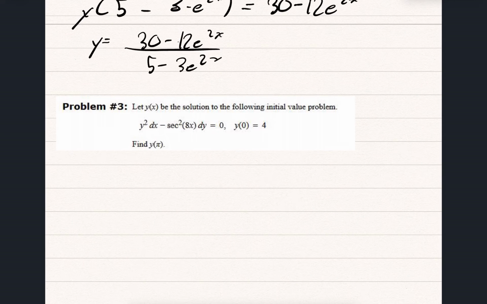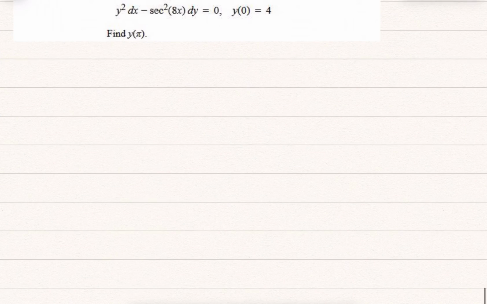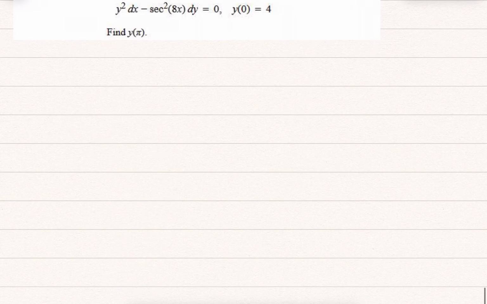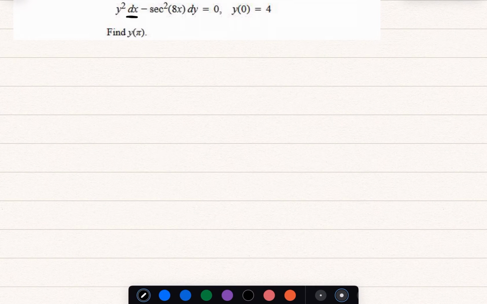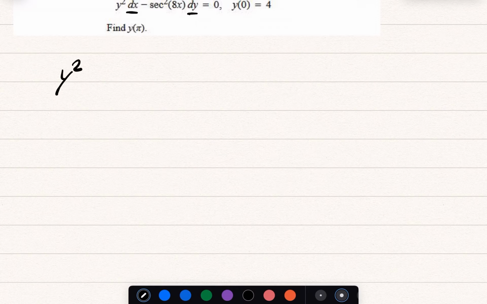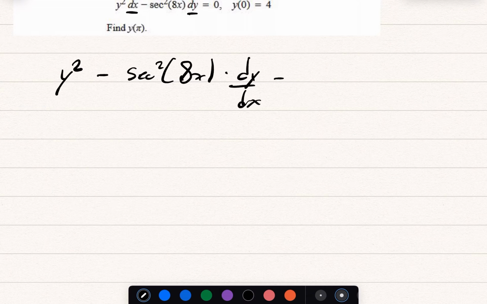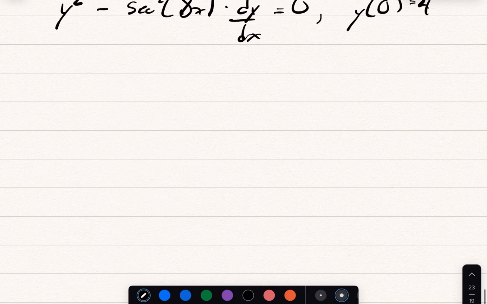Okay. So let's do it. We got dx right here. It's separated. We got to put that together. So we're going to divide by dx. So y squared minus secant squared 8x times dy over dx. And that 0 will cancel out our hopes and dreams. And this is what we got left. Cool. Okay, this is not so bad.